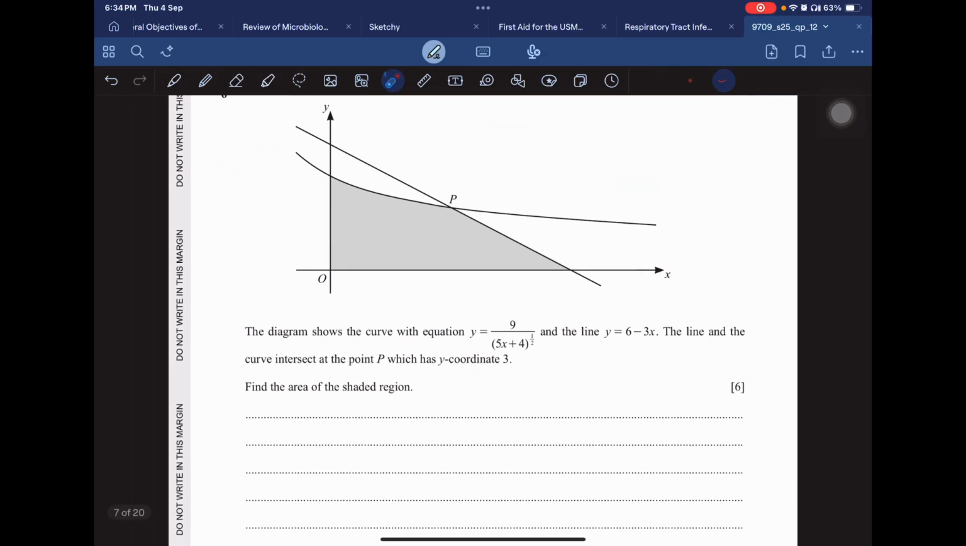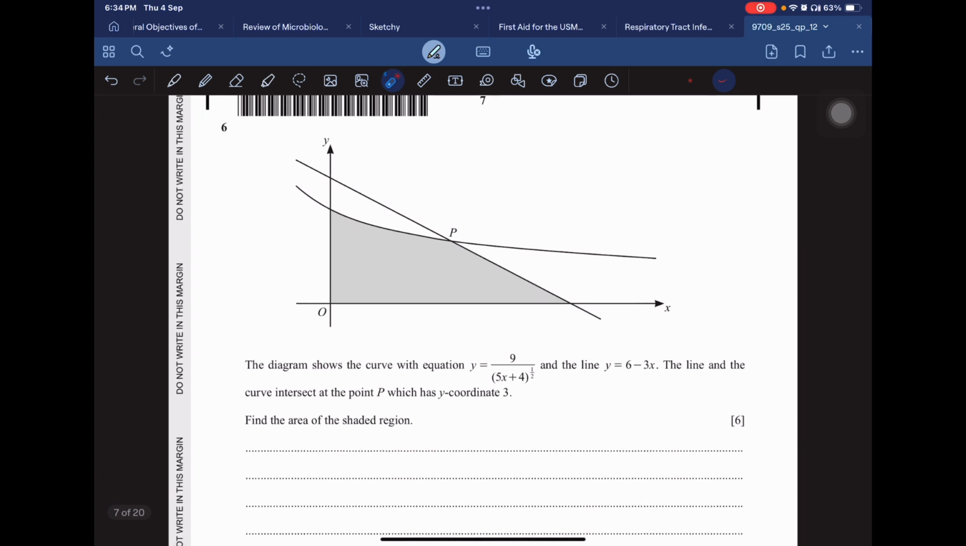Question 6. The diagram shows the curve with equation y equals 9 upon (5x plus 4) to the power half and the line y equals 6 minus 3x. The line and the curve intersect at the point P, which has y coordinate 3. Find the area of the shaded region. So when you look at this question, you'll obviously understand that the question is asking for integration over here because we're looking for the area under the curve. Now, how do we go about this?